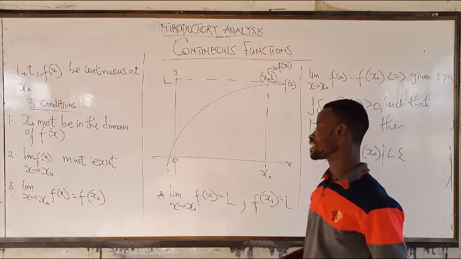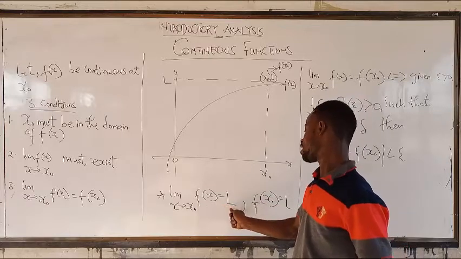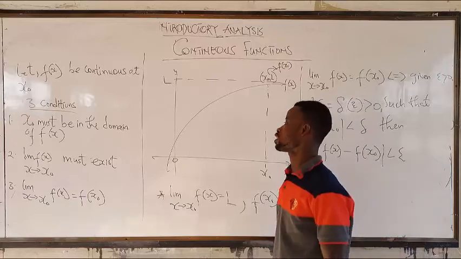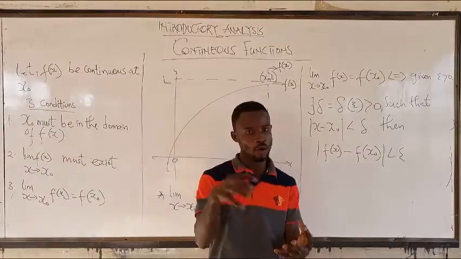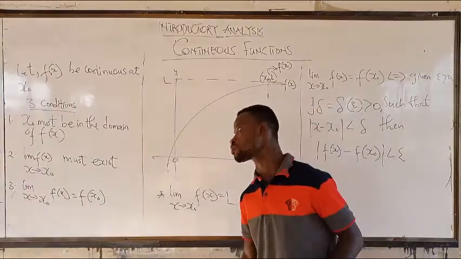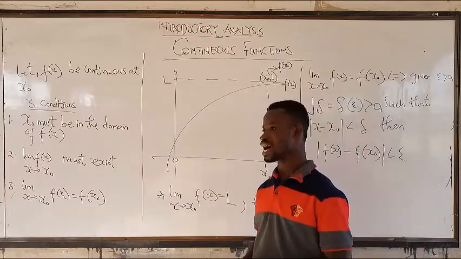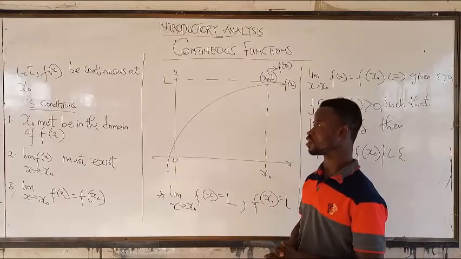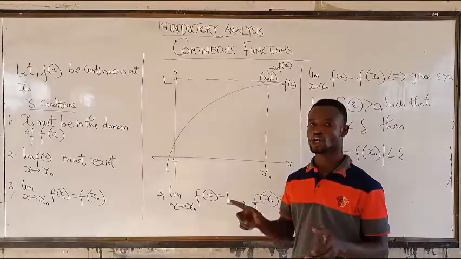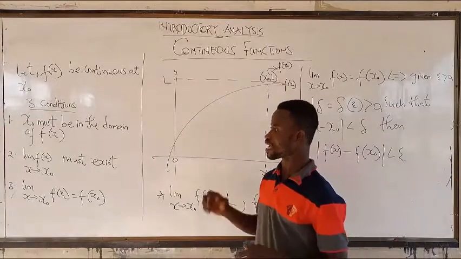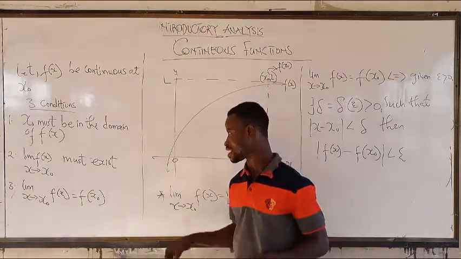So we are saying that the limit as s approaches s naught will reach a certain value. For this function to be continuous, 3 conditions are involved. The first condition is that s naught must be in the domain of f of s. If it's not in the domain, then it's going to be asymptotic somewhere. A function is said to be continuous if it has no asymptote, no breaks, or pole. 2. The limit of f of s must exist.